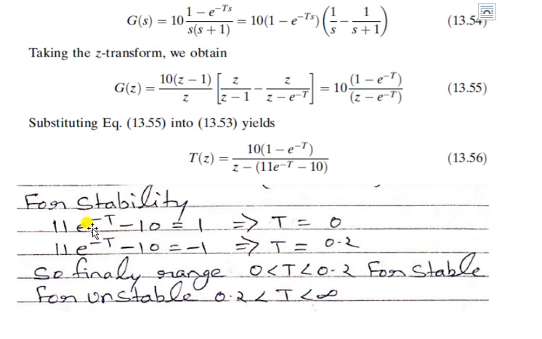So this will be 11 here. Then e to the power minus T equal to 11, and this 11 you can take to the right hand side, so 11 divided by 11 will be equal to 1. Then you will take the log for the base e, and you will get T equal to 0. Similarly, you will solve this factor for the minus 1 value, and you will get T equal to 0.2. So to make the system stable, the system poles must be between 1 and minus 1. Similarly, for T, the value must be between 0 and 0.2. So this will be the range for T for the stable system.